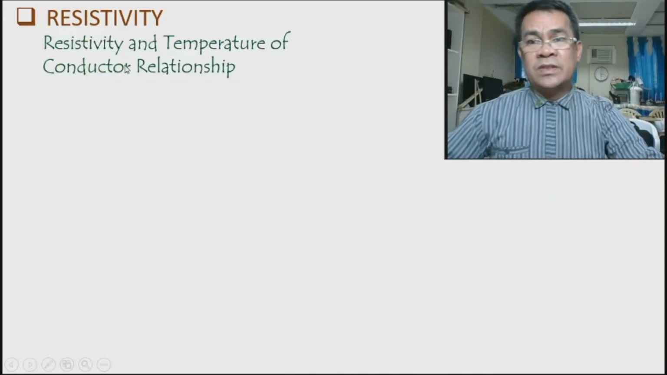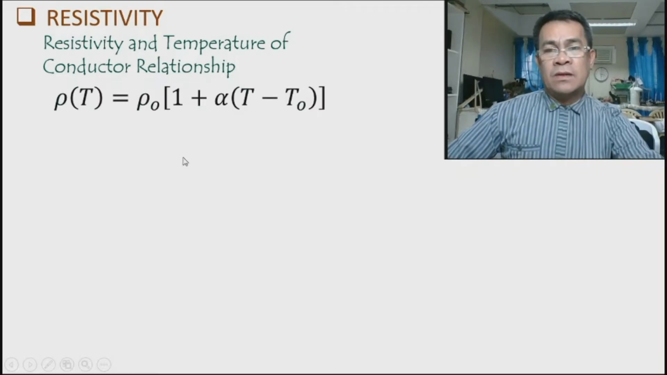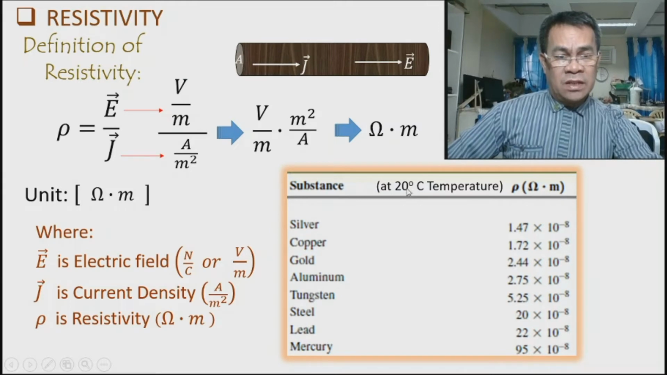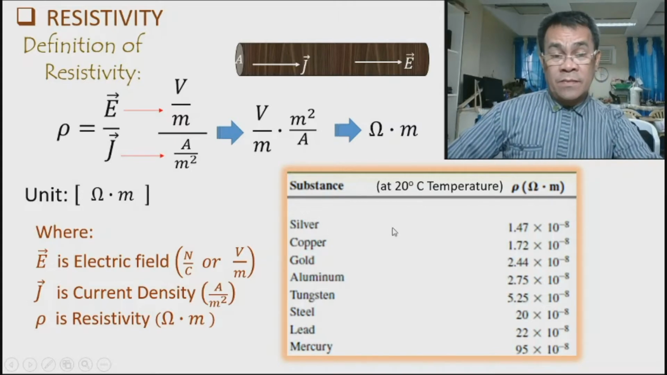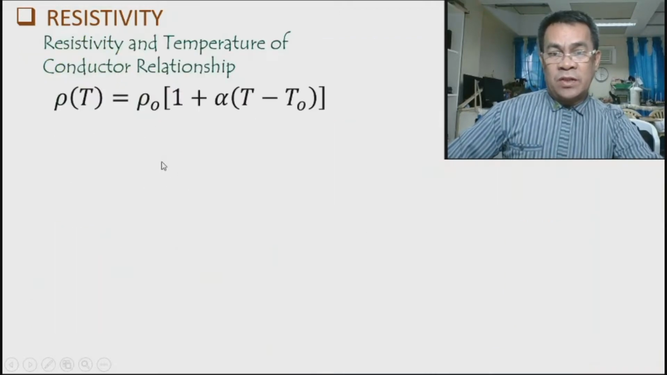It varies with temperature. So what will be the relationship between the temperature of a conductor and its resistivity? This is the formula. Which means that in our table, the values are only for 20 degrees Celsius. Suppose the temperature of the wire now is 40. Is it the same resistivity? The answer is no. The resistivity will change with temperature.